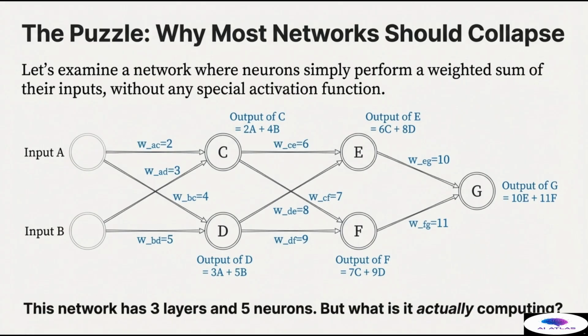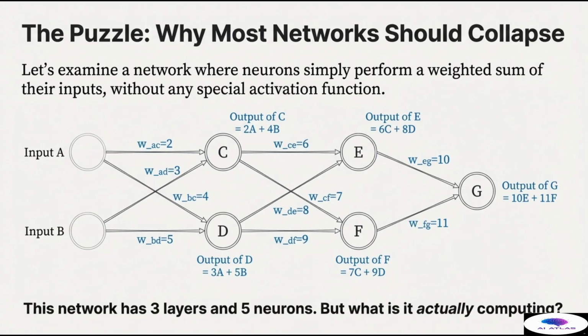Let's examine a simplified network structure where neurons C, D, E, F, and G perform only a simple weighted sum of their inputs, entirely without the special activation function we just discussed. This means all operations are strictly linear, just multiplication and addition. Input A and input B flow into the first hidden layer, C and D. The outputs of C and D are straightforward linear equations based on A and B. For example, the output of C is 2A plus 4B, following the weights WAC equals 2 and WBC equals 4. Similarly, the output of D is 3A plus 5B.